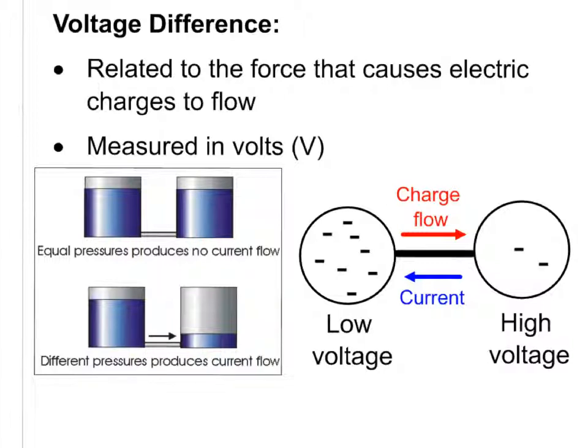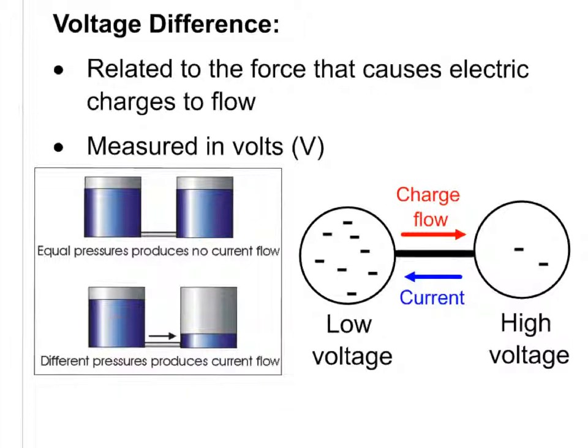But if we have these containers and we have different pressures, let's say there's this volume here and this volume here, and there's obviously different pressures, this water will flow from here to here when we open the valve. And you know that because you have probably played with things with water pressure, and you know that water would flow here. It's a similar way when we think about voltage difference.